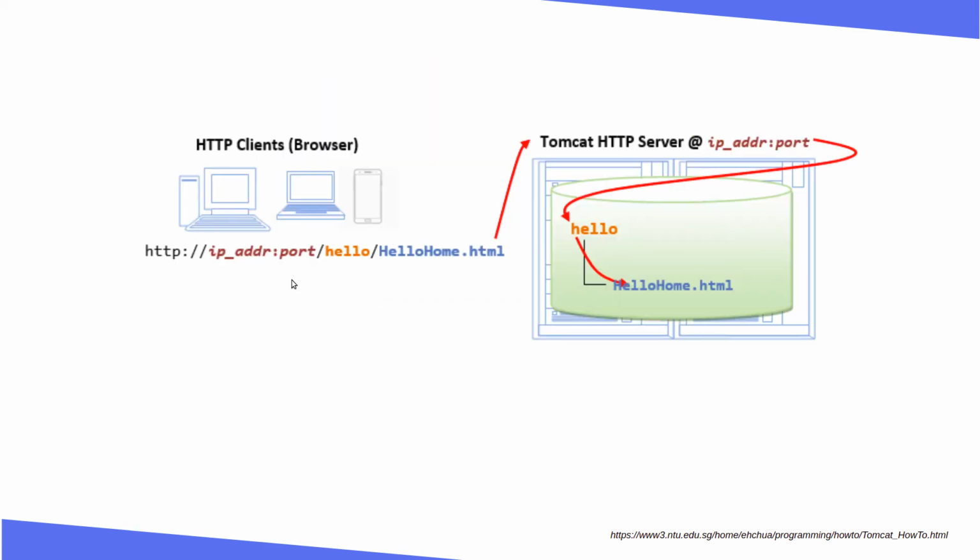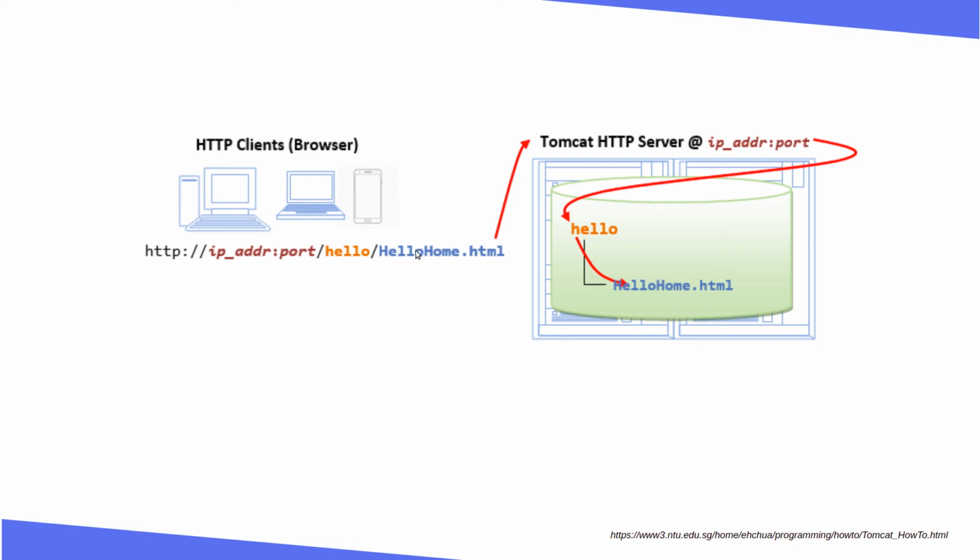Now let's look at this illustration. Here we have the localhost. Instead of localhost, you can have your IP address, and this is port 8080. This is your application name, and this is the HTML page. In our case, it is the home.html, or we renamed it to index.html.